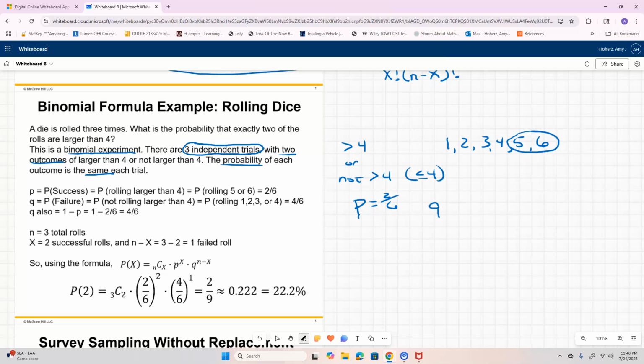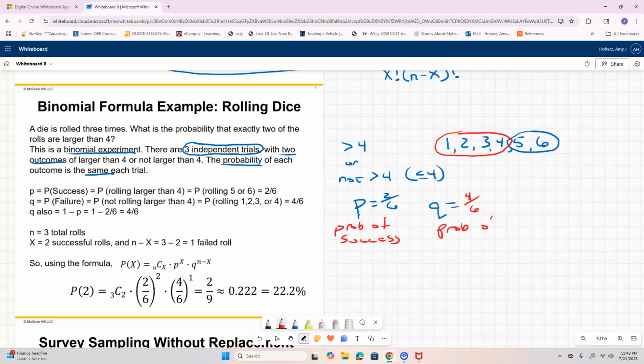And then the Q is going to be the probability of getting a failure. So a failure, again, doesn't necessarily mean bad or good. It just means what we're not looking at. So we don't want 4 or less. We were looking at greater than 4. And so the probability that we don't get greater than 4 is 1, 2, 3, or 4, so 4 out of 6. So our probability of success is 2/6, and our probability of failure is 4/6.